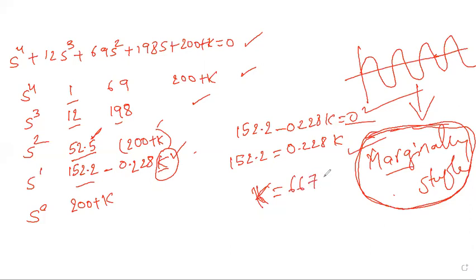667.5, sir. 667.5. So if you replace k equal to 667.5, what is the element of this row? 0, sir. 0 means, is it a row of all zeros or not? Yes sir. So when it is a row of all zeros, the auxiliary equation comes into the picture. So what about the stability of the system?